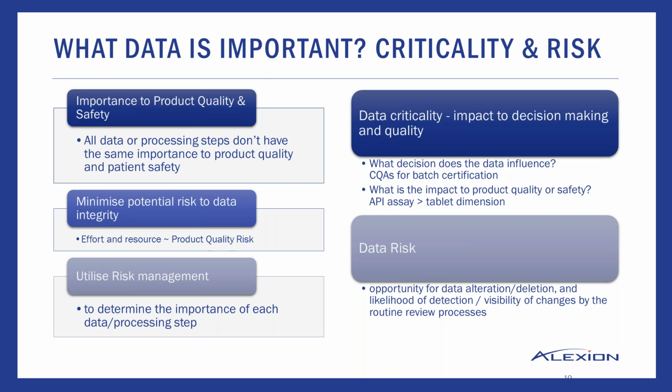And then data risk itself: what's the opportunity for data alteration or deletion, and the likelihood of detection and visibility of changes by the routine review process? And that's really key. Usually you kind of see, okay, everybody's following procedures, there's not supposed to be any data alteration, and that's fine. But it may be intentional or unintentional. But if it happens, what's the likelihood of detection of that?